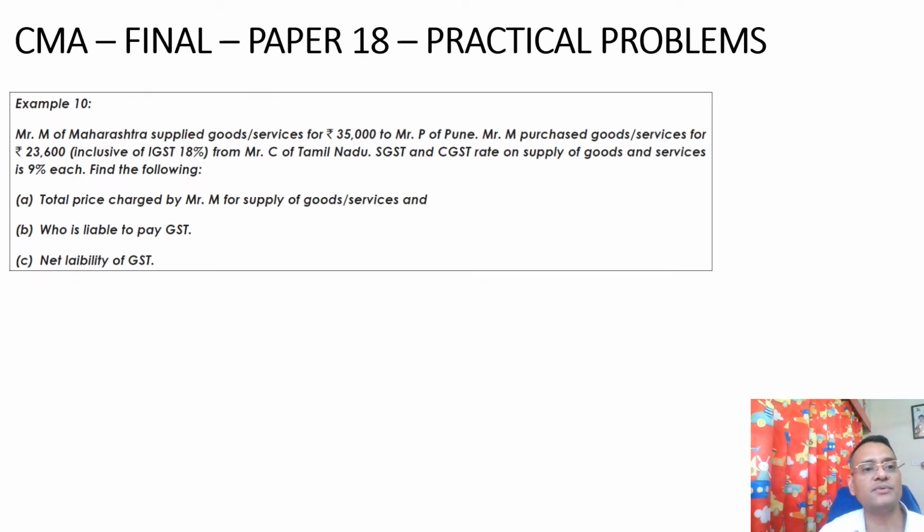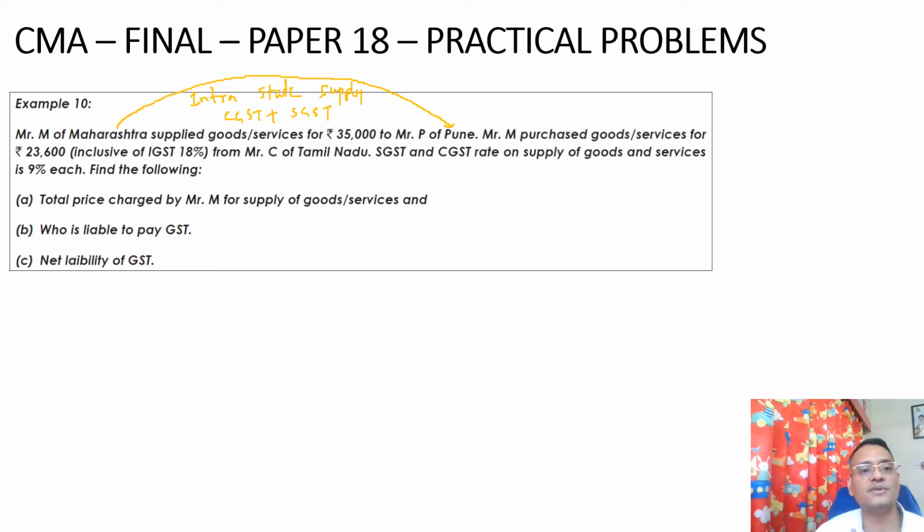Okay, so moving on to next one. Mr. M of Maharashtra supplied goods/services for rupees 35,000 to Mr. P of Pune. So material is moving from somewhere in Maharashtra to Pune. This means it is also within Maharashtra. It is an intra-state supply. Whenever there is an intrastate supply, CGST plus SGST would be charged.